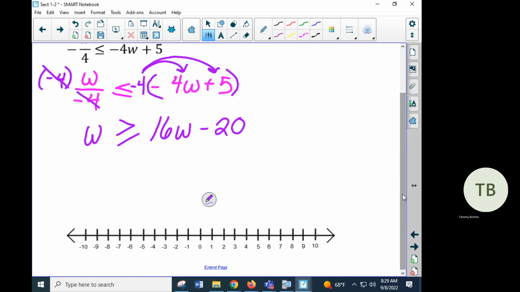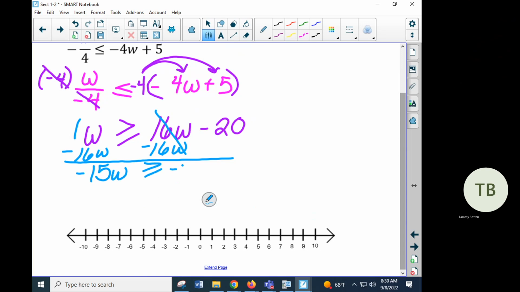Okay. Now I just need to get my W's on the same side, and I always bring it to the left. This is right now a positive 16W, so we're going to subtract 16W. 1W minus 16W is a negative 15W. And then over here, I have negative 20. I divide by a negative 15. Would I switch my sign on this one? I would, because I'm dividing both sides by a negative. So it'd be less than or equal to, okay?